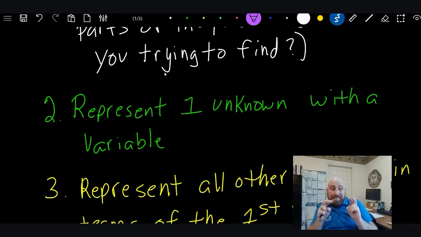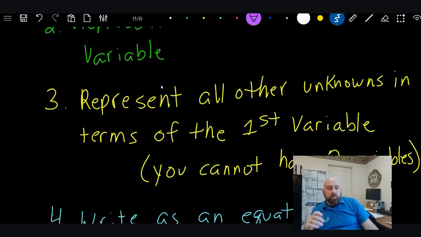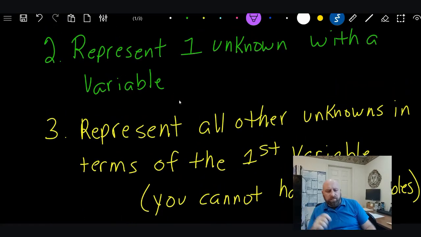That's an easier word problem when there's only one unknown. Then you look down at number three. Number three says, represent all other unknowns in terms of the first variable. What's the first variable? Well, it's the one that we assigned in question number two. Okay, so if you used X, for example, you have to use X again.